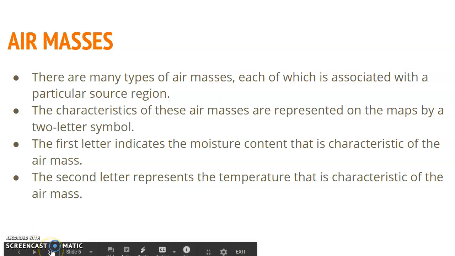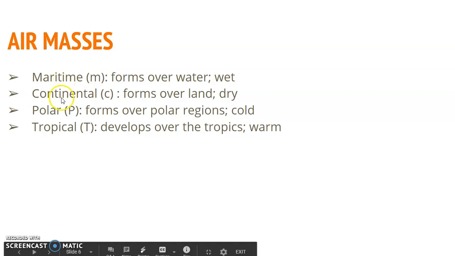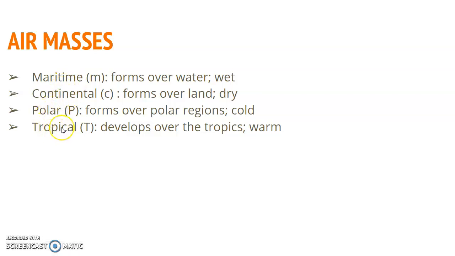Now, obviously, we have moisture and temperature, so we have four different characteristics that we're going to learn about. The first two have to do directly with the moisture content, and the last two over here, the polar and tropical, has to do with the temperature of the air mass. Now, first we have maritime, which is denoted by a lowercase m. This means that the air mass was formed over water and is wet. If it's continental, it is denoted by a lowercase c, and it means that it was formed over land and so is dry.